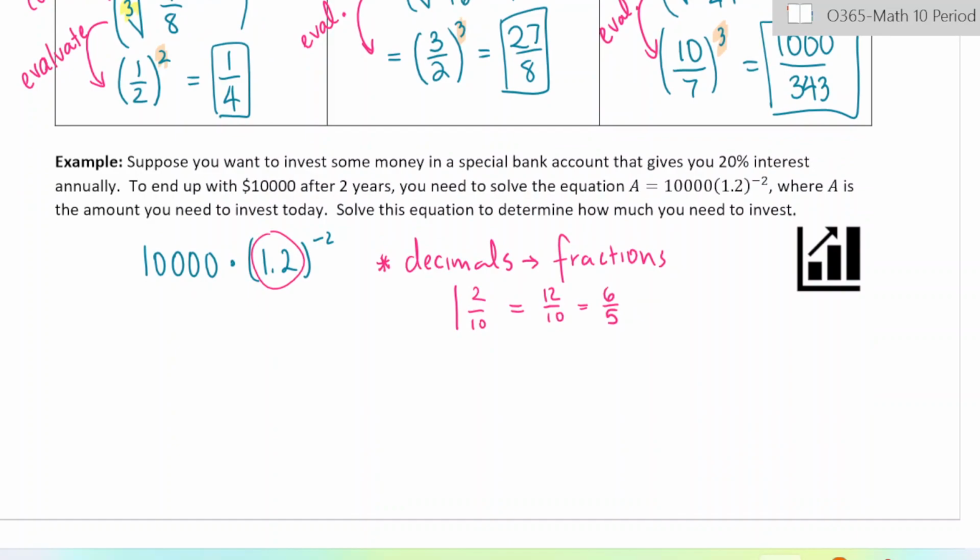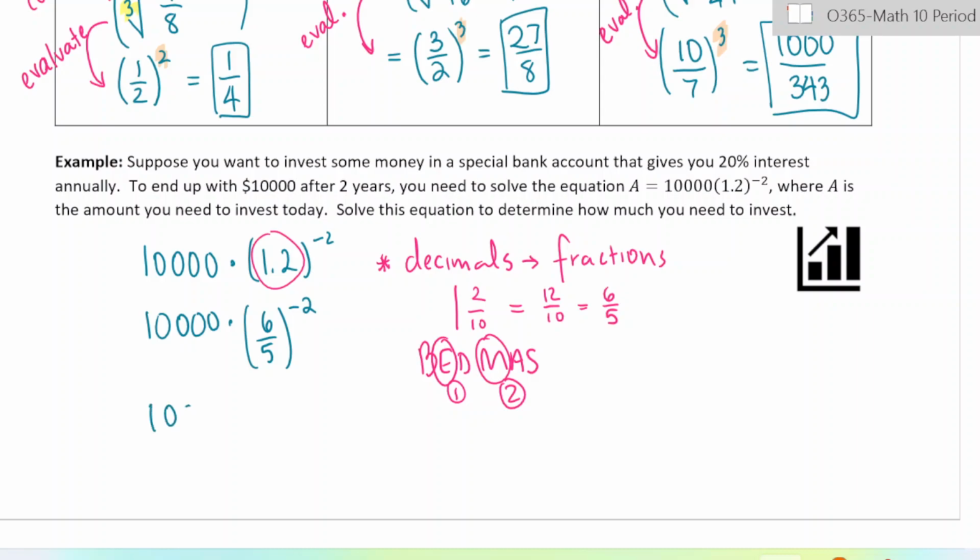So let's do that. And you do have to follow BEDMAS when you do this question. So you do have to evaluate the exponent first. I'm going to write BEDMAS on the side here. So we're going to do the exponent first, then the multiplication. Okay, so we'll do the exponent. It is negative, so what that means is we've got to flip the base. So it becomes 5 over 6 to the power of 2.